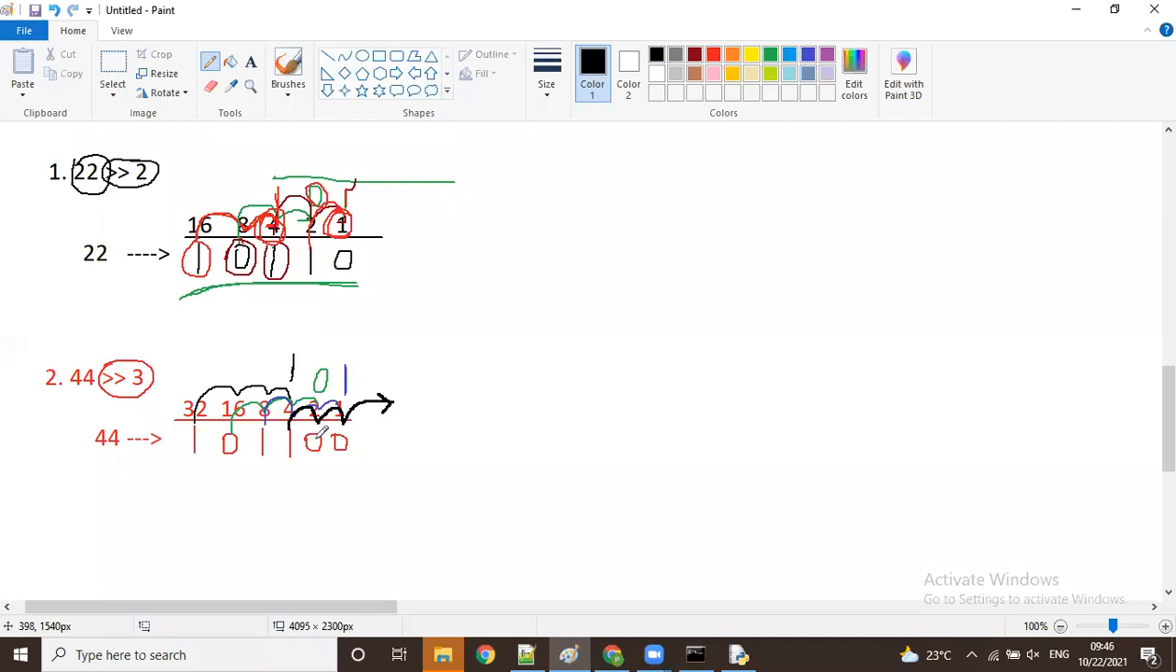Next, 0 also takes 3 places. So place 1, place 2, place 3, no use. Here also place 1, place 2, place 3, no use. These 3 are no use, guys, right? Why? They're going out of the boundary.